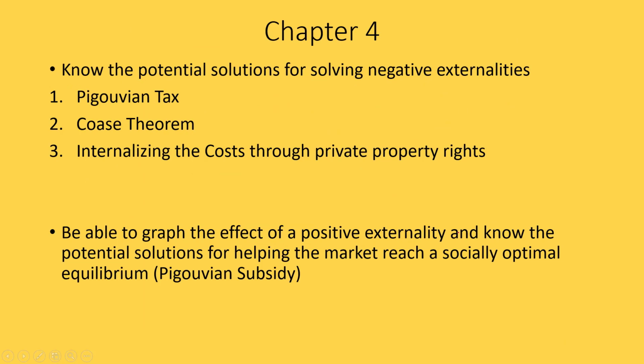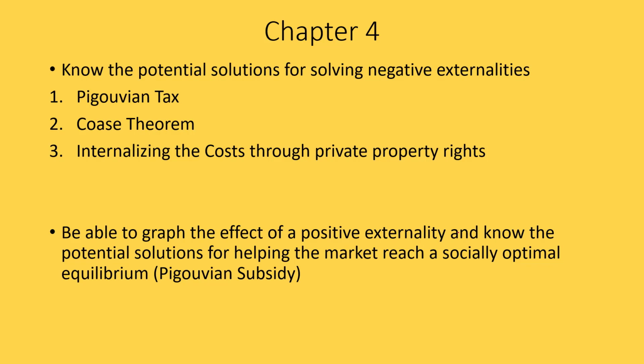Know the potential solutions for solving negative externalities. Those include a Pigouvian tax. Remember, that is a tax that is exactly equal to the amount of external harm being created by producing something that has a negative externality associated with it. Now, again, remember, Pigou himself said that there's a problem with this, and that is it's hard to know exactly what that external harm is. It's hard to know exactly how much external damage is being caused by this pollution or secondhand smoke or whatever.